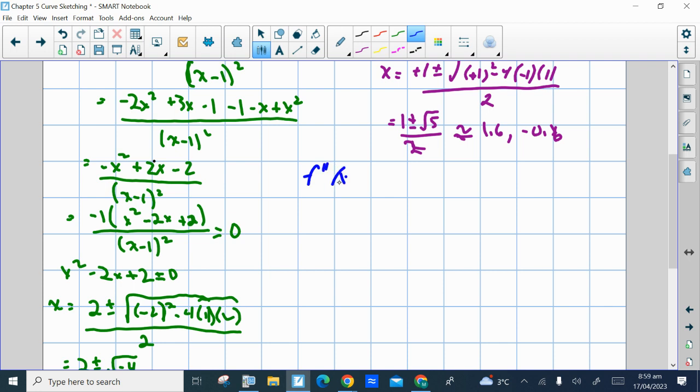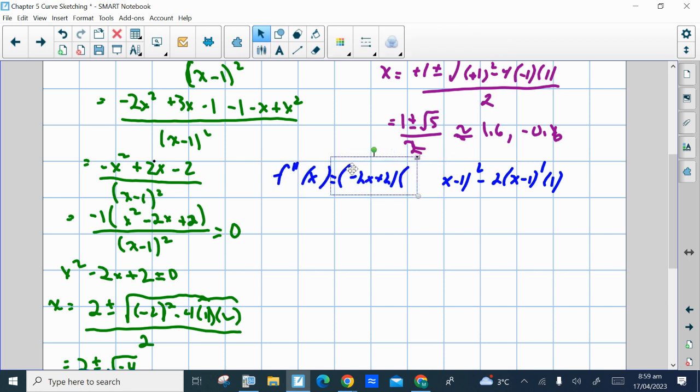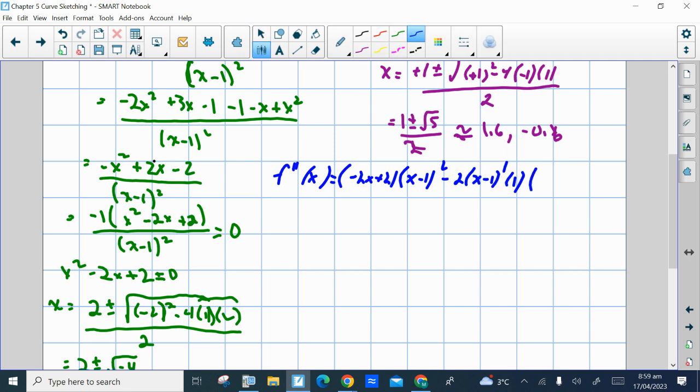So f double prime x equals the derivative of the top, which will be negative 2x plus 2, times the bottom, which is x minus 1 all squared, minus the derivative of the bottom, which we have to use the chain rule for: 2 times x minus 1 to the power 1 times the derivative of what's inside, which is just 1, times the top, which is our negative x squared plus 2x minus 2, all over the bottom squared, which would be x minus 1 to the 4th.